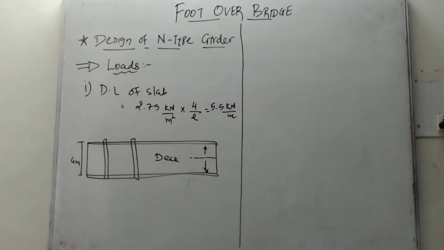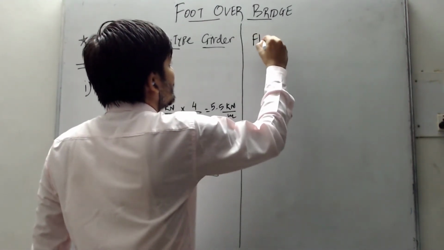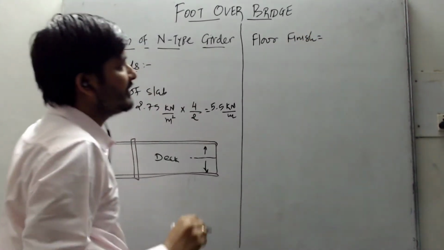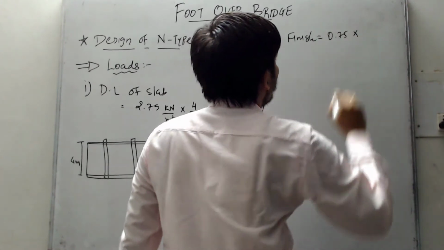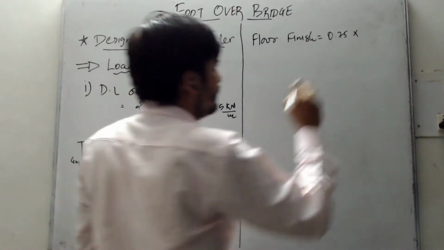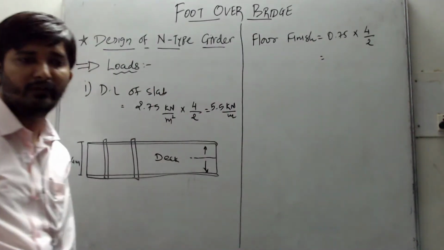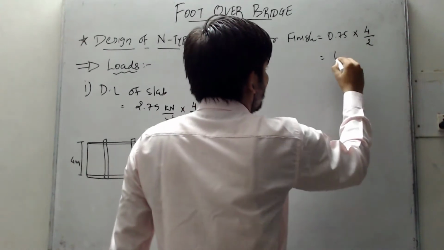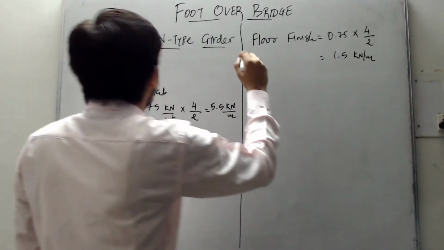Then we have floor finish also, right? Floor finish. So this intensity is also given in the data, which is 0.75 multiplied by, again same, 4 divided by 2. So this will give me a load of 1.5 kilonewton per meter. This is the second one.